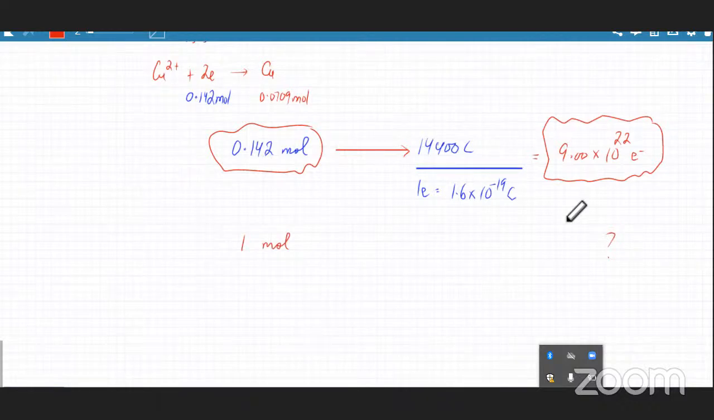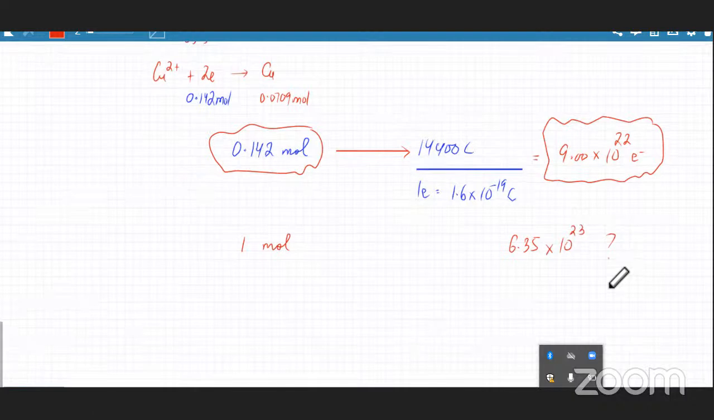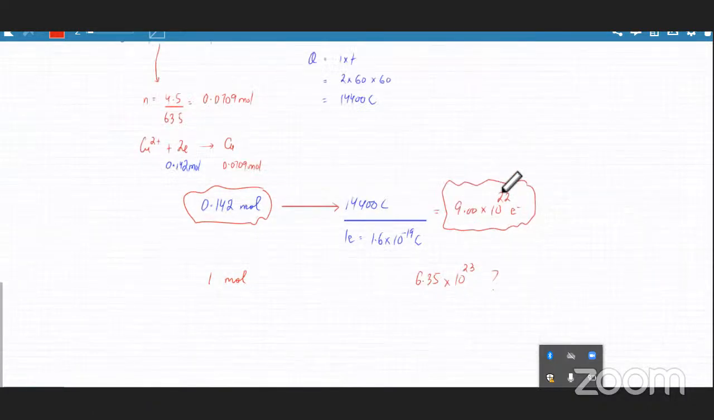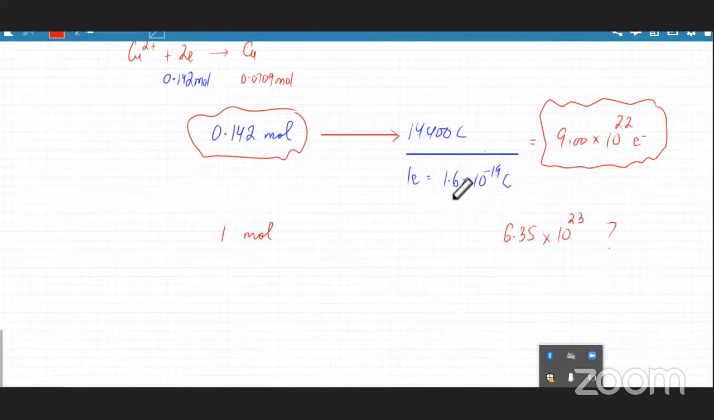Okay, 0.142 moles had these many electrons. So if you had 1 mole, how many electrons would you have? What's the answer you're getting? Sir, 6.35 times 10 to the power 23. Okay, so you're getting that. This is how you find Avogadro's constant. You bring in 1.6 times 10 to the power minus 19 coulombs, the fact that one electron has this charge, so you can find the number of electrons in that particular charge. Then you just apply the ratio: what would 1 mole be equal to? That would be equal to these many electrons.